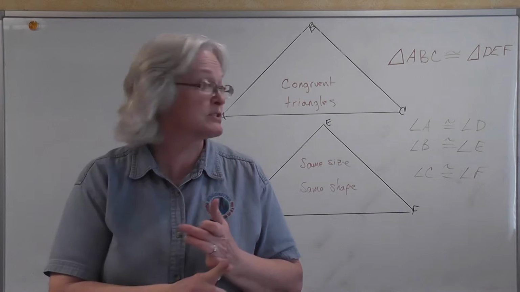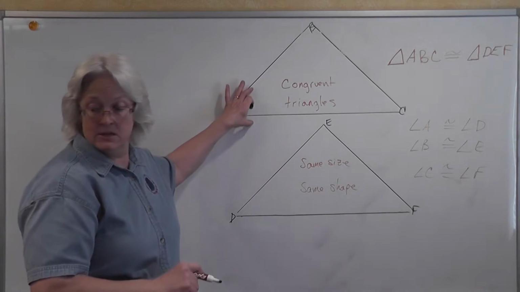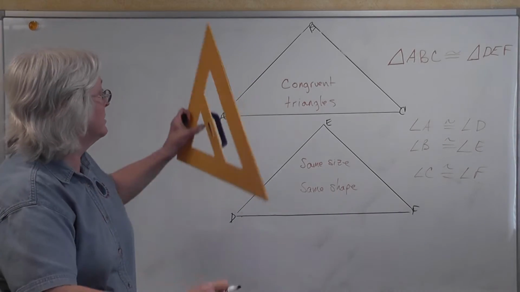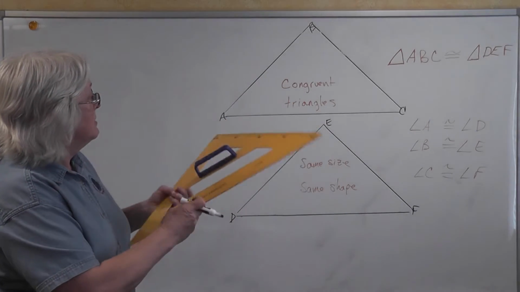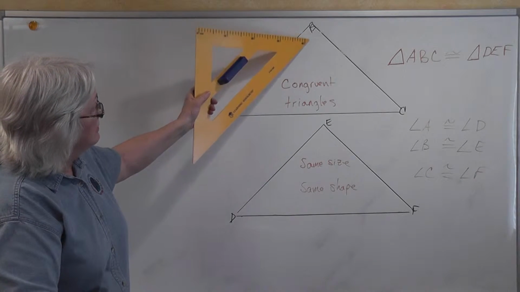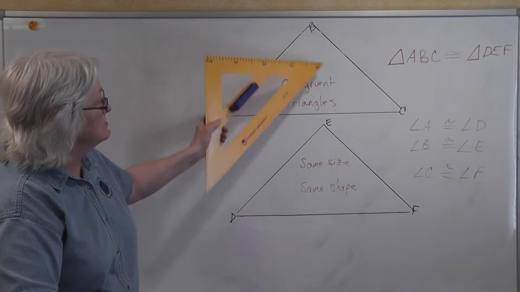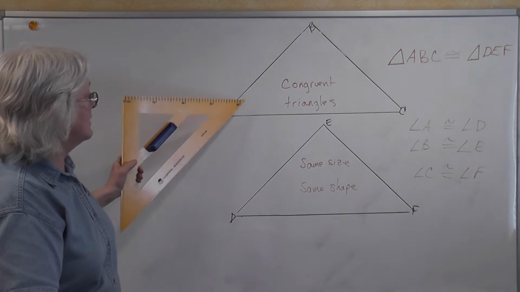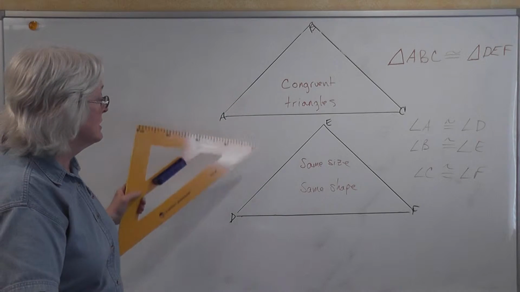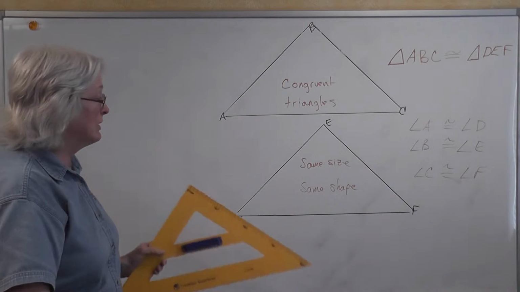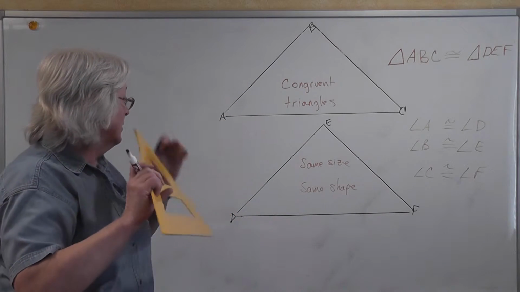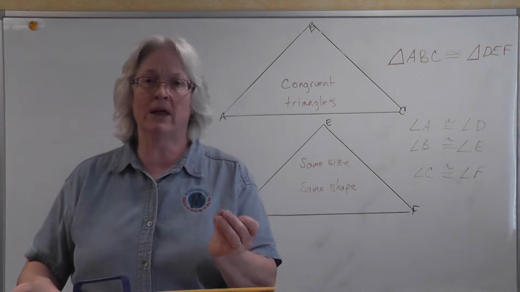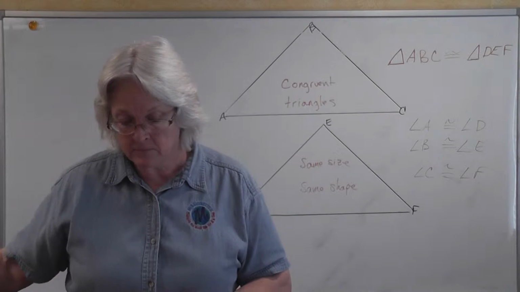Okay, corresponding angles have the same measure. This is a 45-degree right triangle, which I wouldn't expect you to know. But these angles right here are 90-degree angles. They have the same measure. These angles here are 45, so angle A is a measure of 45 degrees. This is a measure of 45 degrees as well. And that would be the way that those angles work together.